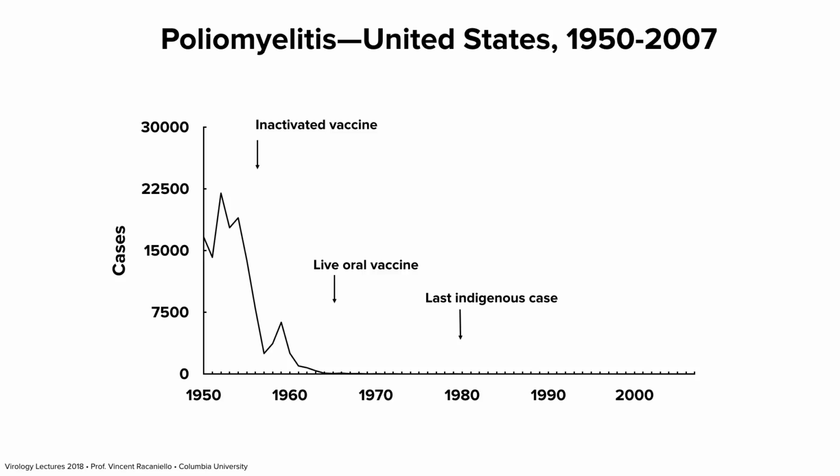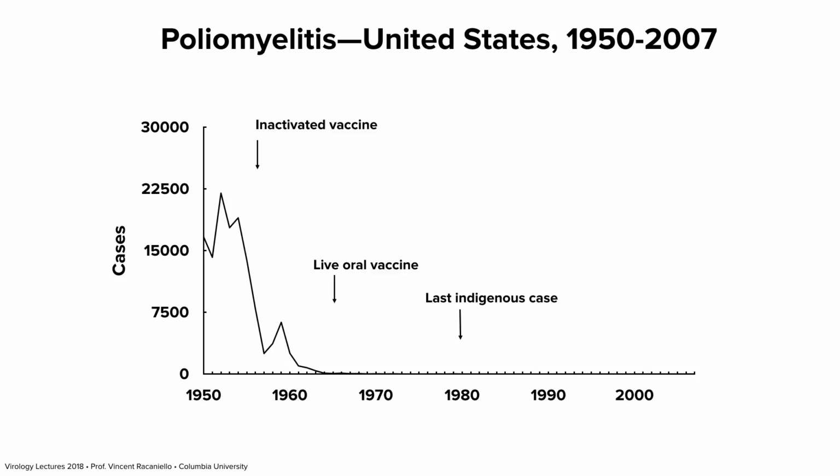These are cases of polio in the US from 1950 to 2007. And you can see it peaked in the 50s. We first became aware of polio at the turn of the 20th century. We knew very little of it before that. And then all of a sudden there were big outbreaks from the beginning of the 20th century. And there were thousands of people involved.